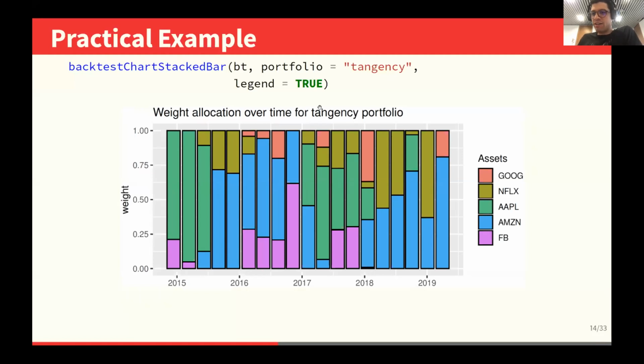And you can see here that for the tangency portfolio, everything looks really crazy, right? In some period, you have only Apple and Facebook, and then 3 periods later, you have only Amazon and Netflix in your portfolio. That's not ideal because we're going to spend a lot of money in transaction costs, and it's also not intuitive. We don't expect the portfolio to change so much in such a short amount of time.